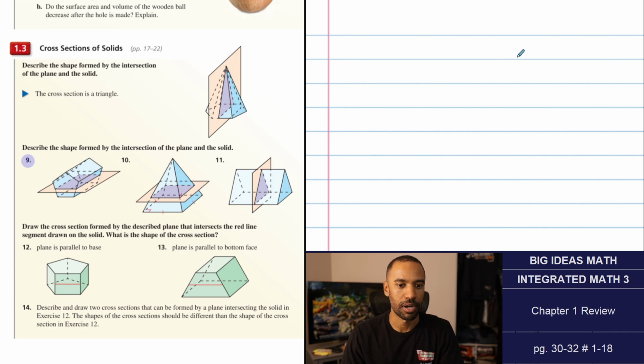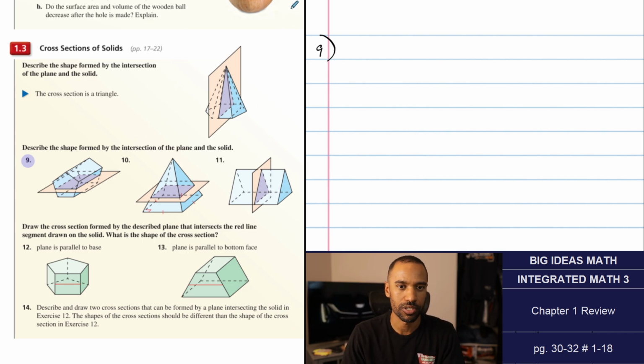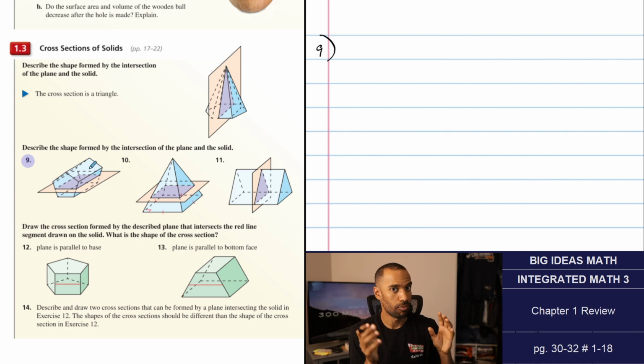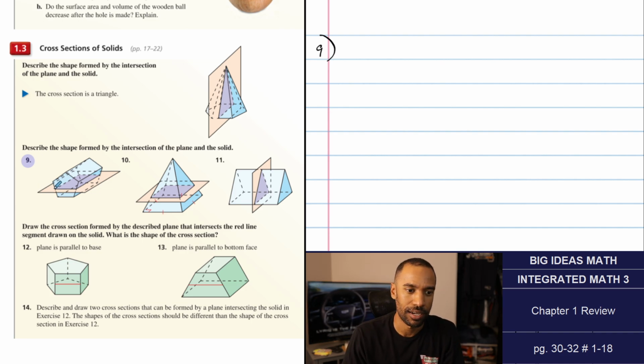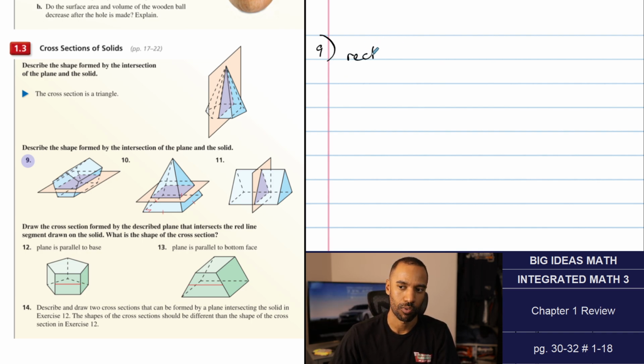So we're going to do the same thing with numbers 9, 10, and 11. These should be the quickest of the questions we've had so far. Describe the shape formed by the intersection of the plane and the solid. I'm going to leave the thing as it is and as it looks. You have a pentagonal prism that's knocked over, and then something going flat through the bases. Remember, those are pentagon bases. And you're creating a rectangle, right? You're creating a rectangle right there. Those are both the same lengths, and they make right angles, and diagonals are congruent. The cross-section of this one is a rectangle.